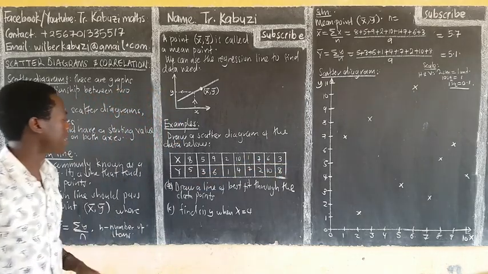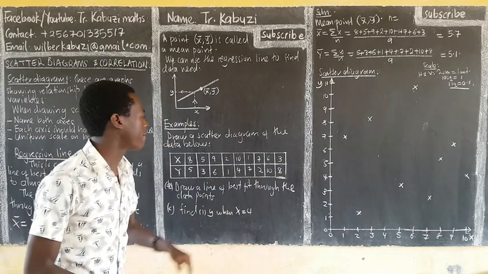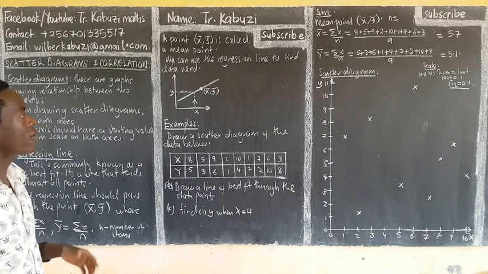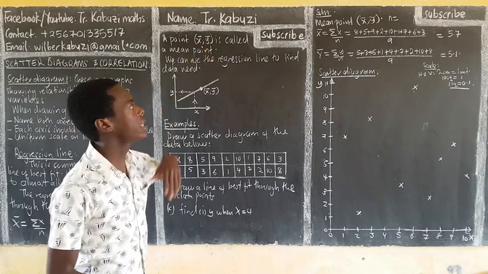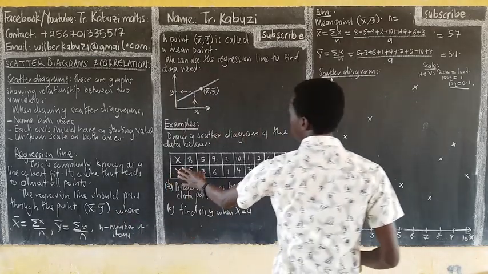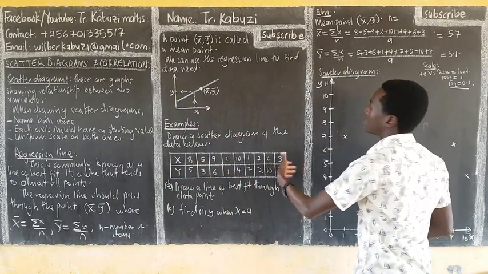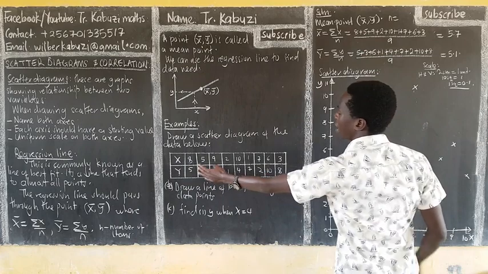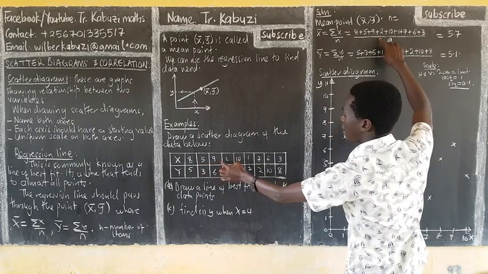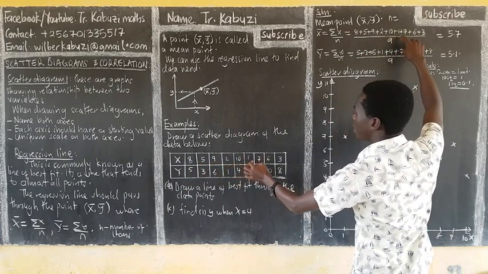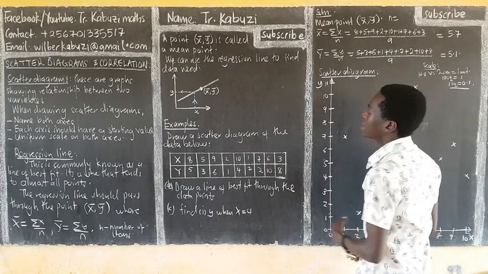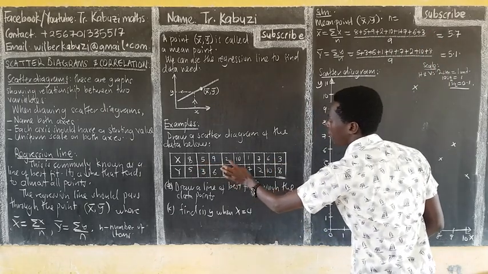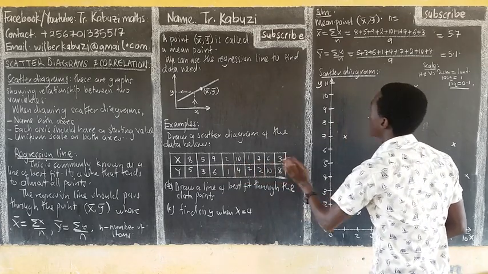Now, for part B, they're asking me to draw the line of best fit through the data points. To draw the line of best fit, we need x bar and y bar. How do you get x bar? These are the values of x. You add them: 8 plus 5 plus 9 plus 2 plus 10 plus 1 plus 7 plus 6 plus 3. Divide by their number. How many are they? 1, 2, 3, 4, 5, 6, 7, 8, 9. So divide by 9.